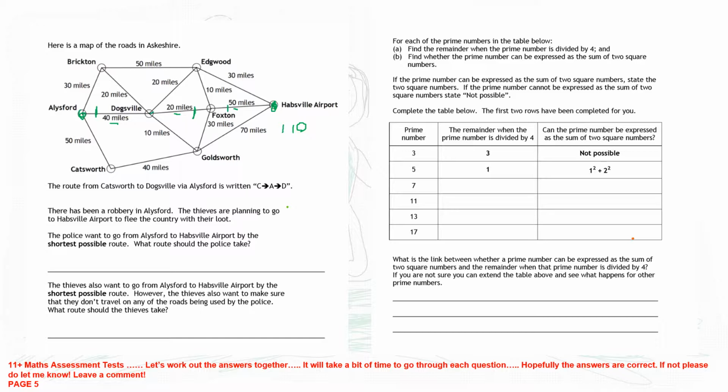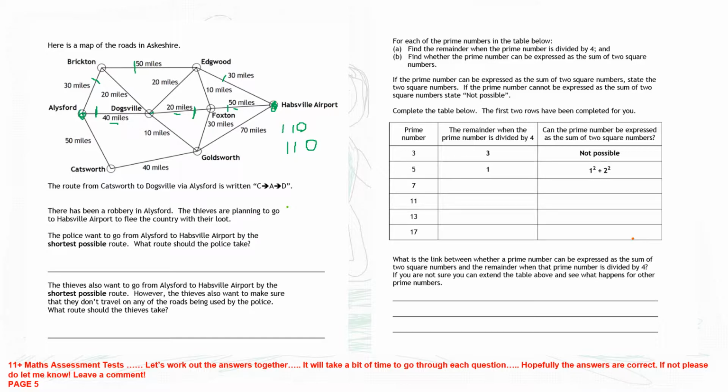Now, if I do another route, so if I don't go to Dogsville, if I go from Aylesford to Brighton, and then to Edgewood and then to Habsville Airport, what do I get? So I get Aylesford to Brighton is 30 plus 50, that's 80. 80 plus 30 is also 110. So both are 110.